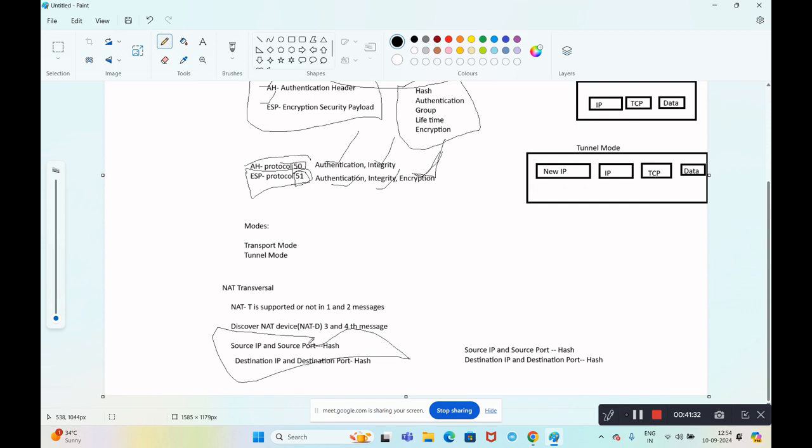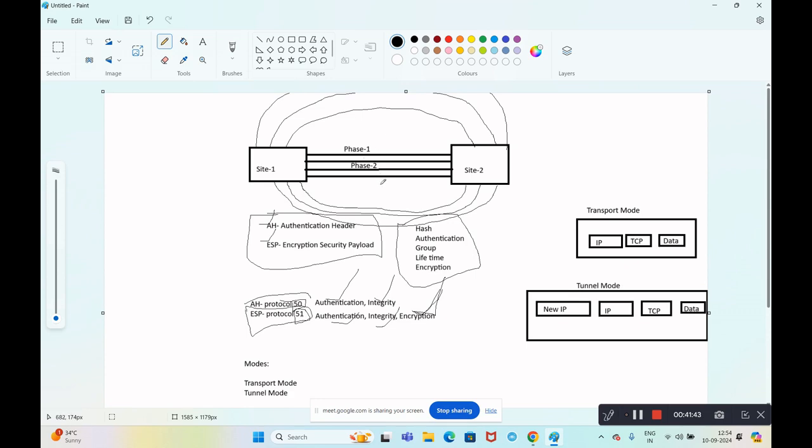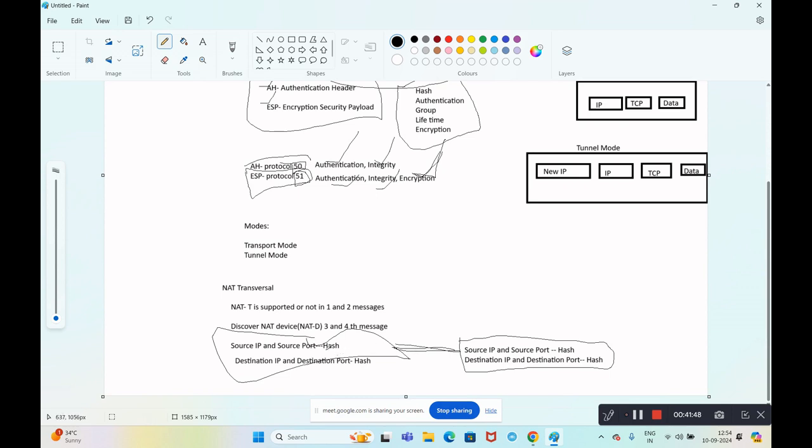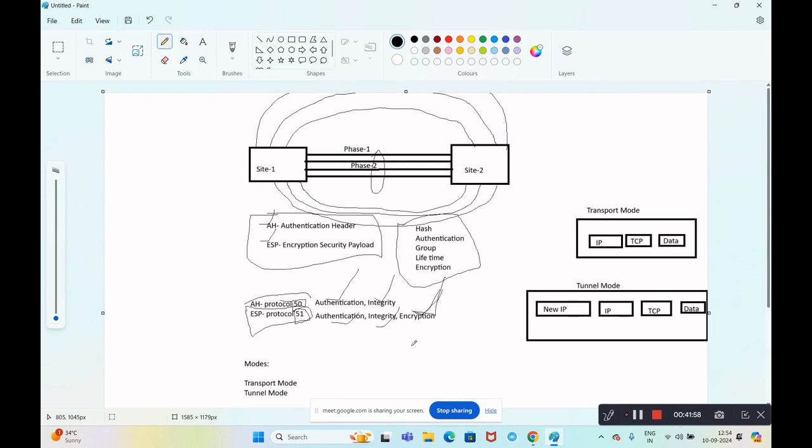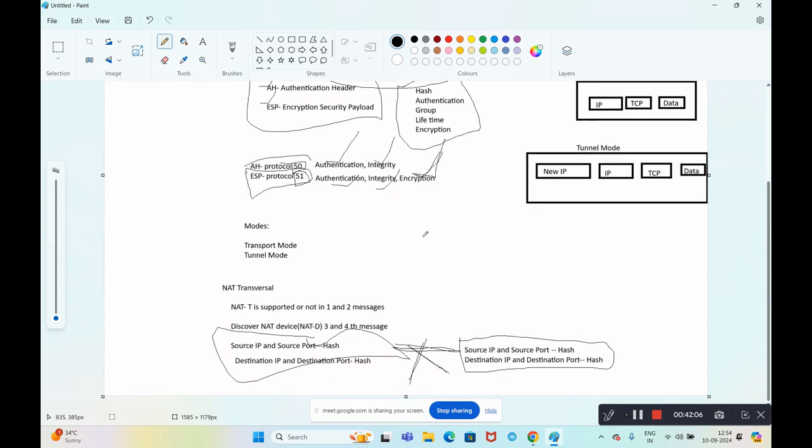These hash values in the third message of site 1 will be compared with the hash value of the fourth message. If both are the same, it will consider that there is no NAT device in between site 1 and site 2, okay? Whenever the hash values from the third message and the fourth message are not the same, it is considered that there is a NAT device in between site 1 and site 2. This is how NAT discovery will happen, okay?